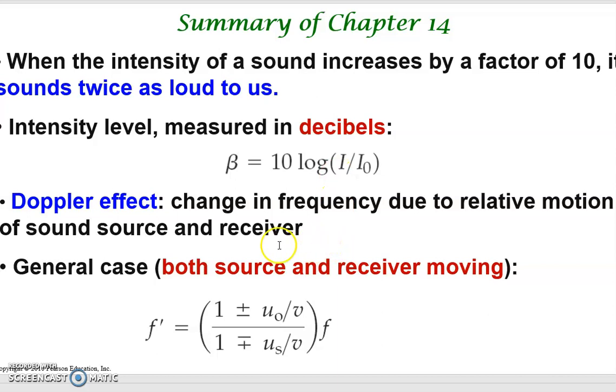And then we studied a very important concept in wave propagation, the Doppler effect. This is the change of the frequency due to the relative motion between the source and the receiver. So the most general formula is this one. The O is for the observer and the S is the source. So this is the relative velocity between them. And V is the speed of sound.